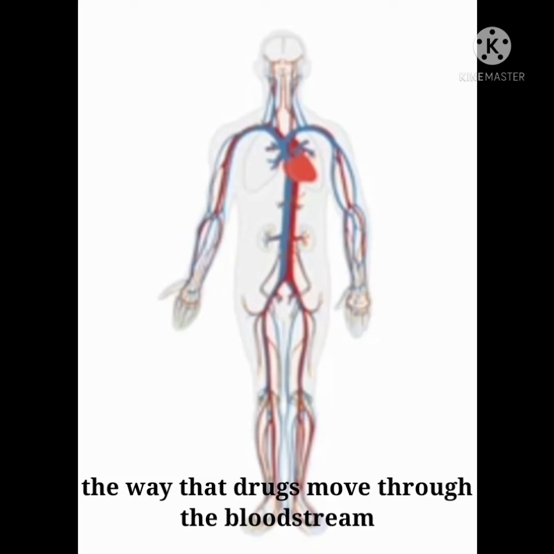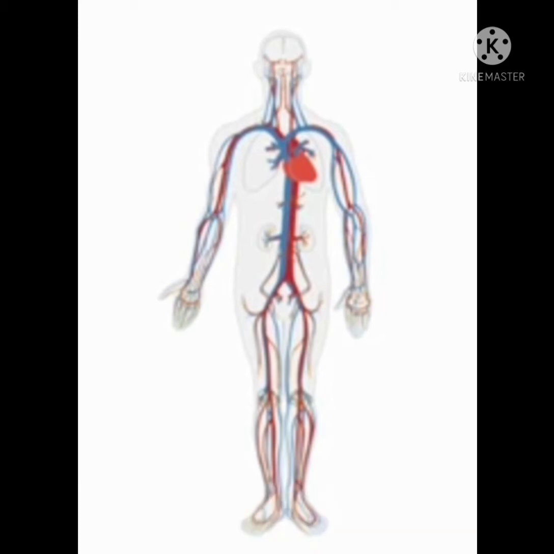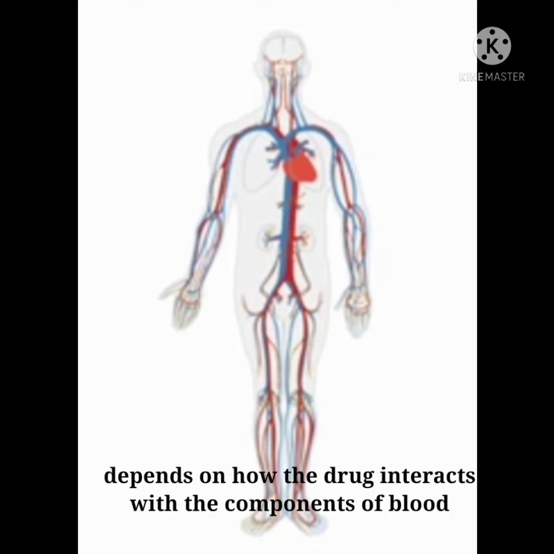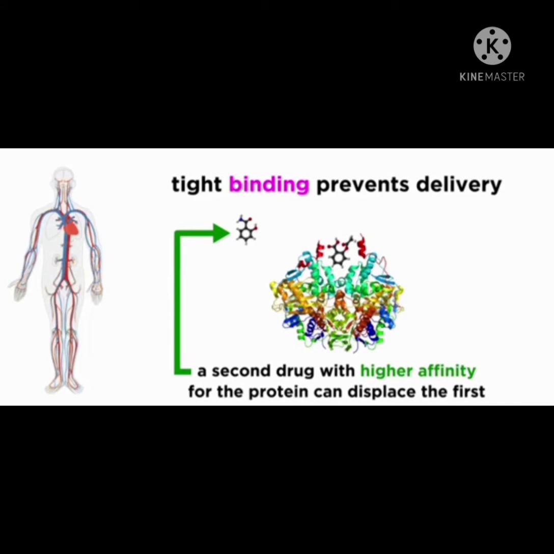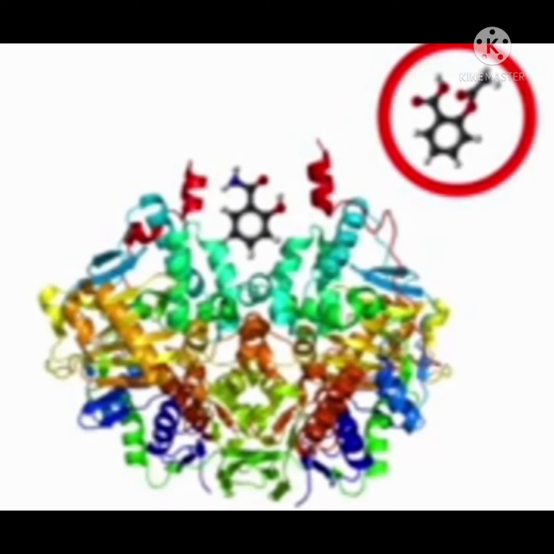Next is distribution. This is the way the drugs move through the bloodstream after being absorbed into it or injected into it. There are many factors that influence this, like the way it interacts with the components of blood, such as plasma proteins. If the drug binds too tightly to these proteins, it will not be able to reach its target cells. Sometimes a second drug is administered in conjunction with the first that has a higher affinity for those proteins than the first one does.